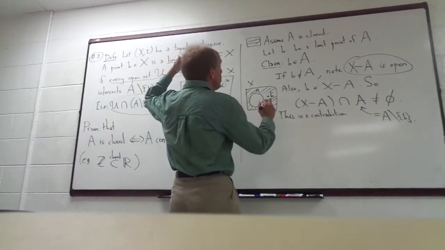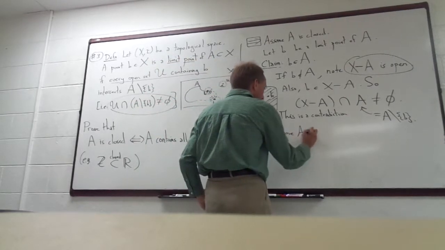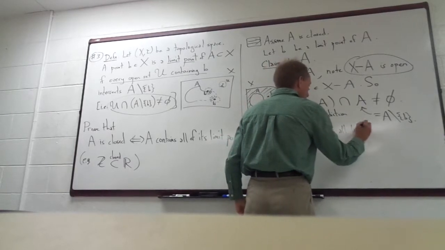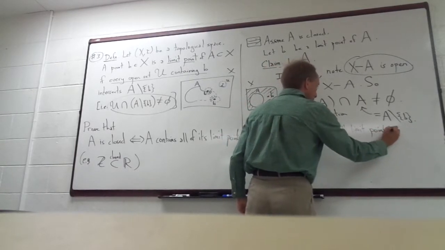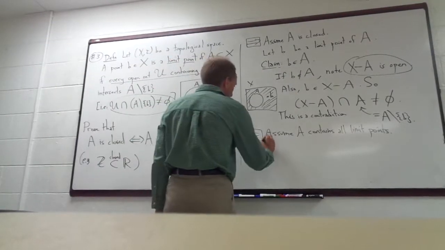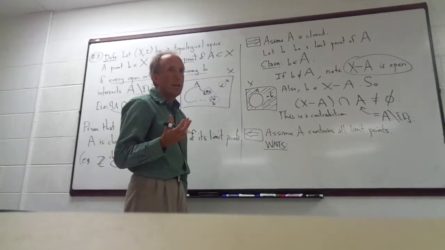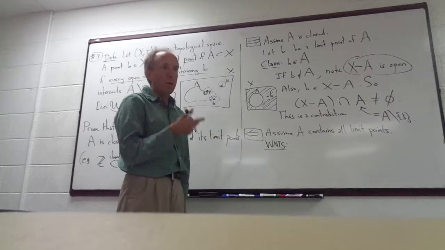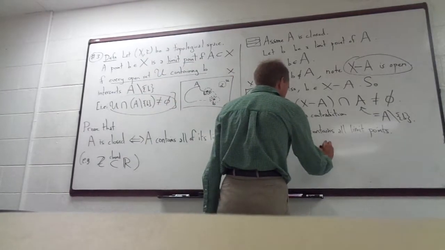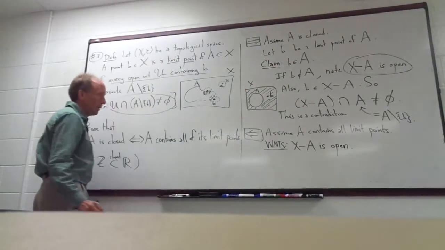I'm assuming that A contains all of its limit points, and I would like to show that A is closed. I'm just going to do it this way. Anytime you want to show that something's closed, you generally are just going to look at the complement and show that that is open. We need to show that X minus A is open.